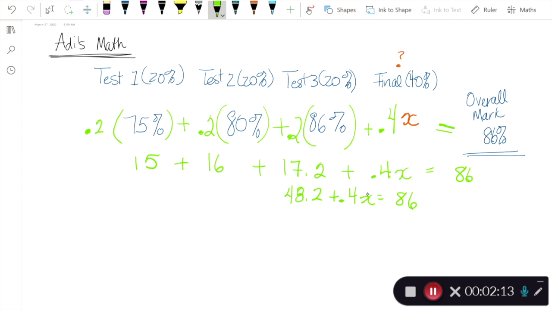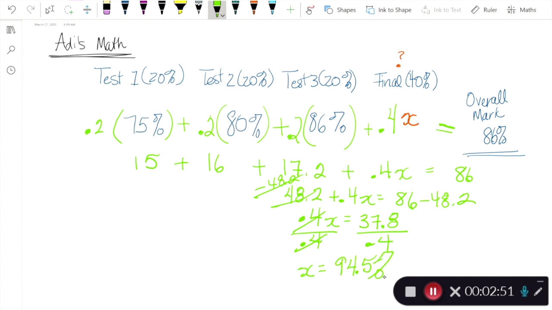Now we're going to start getting the x alone on its own side. So I'm going to subtract 48.2 from both sides. Cancels that out, so I'm left with 0.4x equals 37.8. And then I'm going to divide both sides by 0.4. That gets rid of that, which leaves me with x is equal to 94.5%, and if you round that off, you should get 95% in order to get an overall mark of 86.